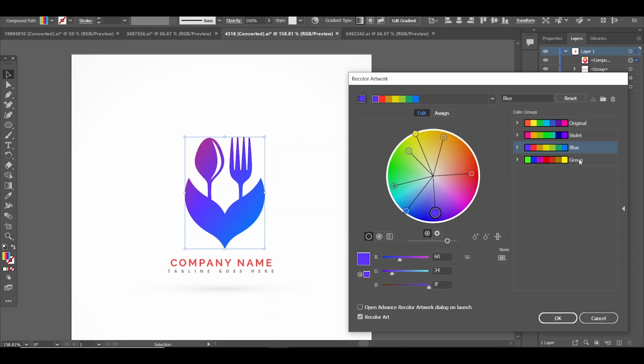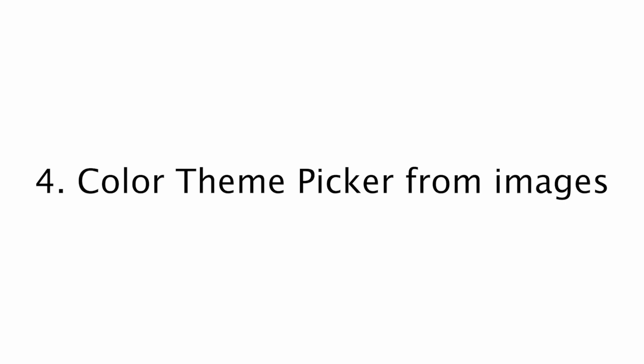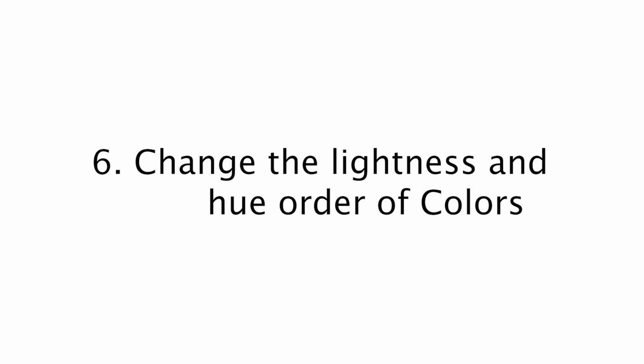Let's recap what we have learned. Number 1. Using a color library for a specific tone of color. Number 2. Brightness and saturation slider for Photoshop users. Number 3. Advanced color palette viewing options. Number 4. Using Color Theme Picker for images. Number 5. Prominent Colors slider to control the major use of colors. Number 6. Changing the lightness and hue order of the colors for abstract designs.